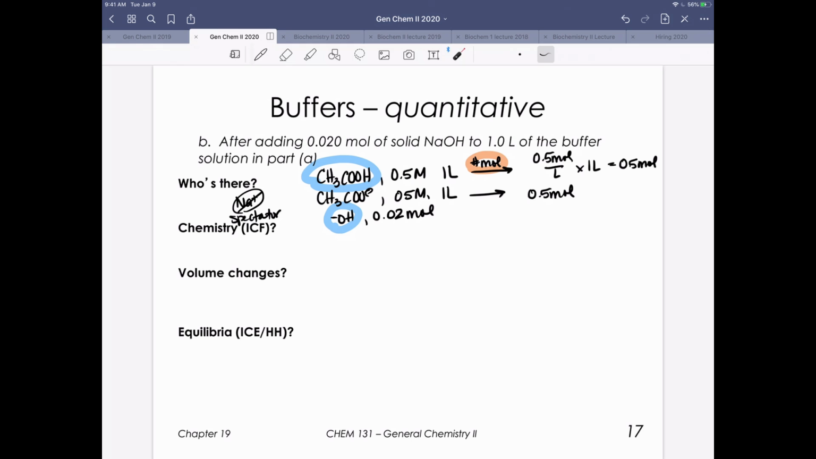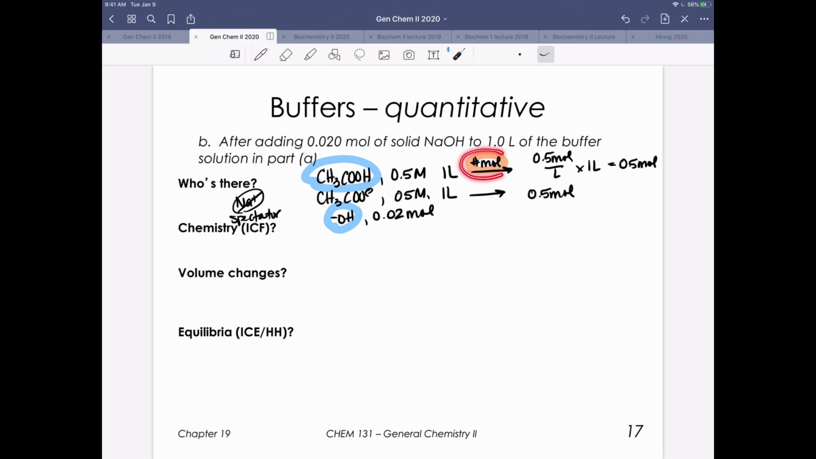All right, so thinking about who's there. We still, again, have our weak acid and our conjugate base, remembering that that sodium is not going to have any impact here. It's a spectator ion. We've got 0.5 molar each. We've got a liter of each. The new piece is that we've added 0.02 moles of sodium hydroxide. Again, sodium, from that sodium hydroxide being a spectator ion, the only player is that hydroxide that we've added. So we've added 0.02 moles of this.